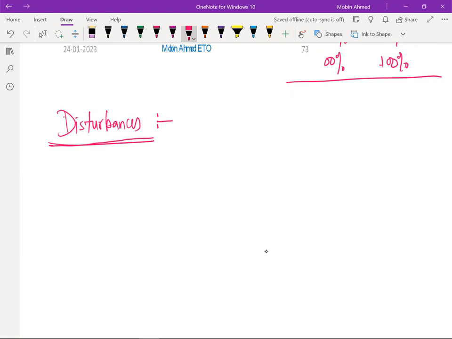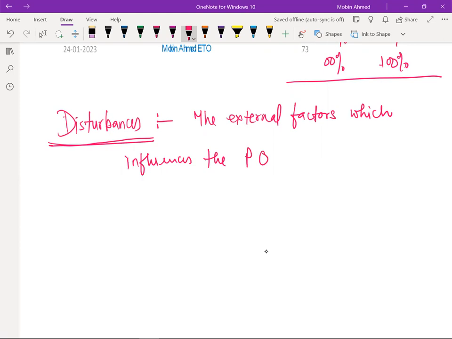Okay. Disturbances. Now, disturbances means the external factors which influence the process output. Okay, that is known as a disturbance.